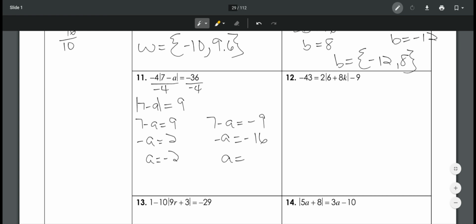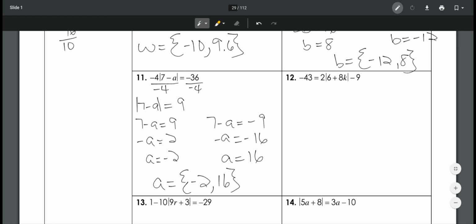Divide by negative, I get +16. If I plug both of those values back into the original problem, they will both make the left and the right side of the original problem balance. Now, number 12 is special because we're going to come up with a different type of answer.